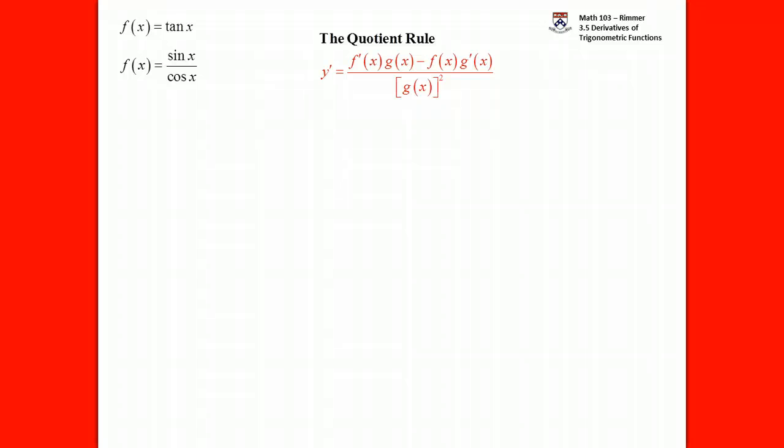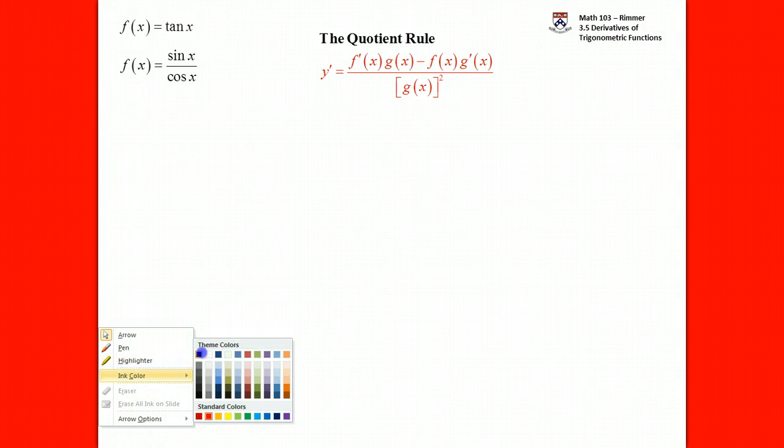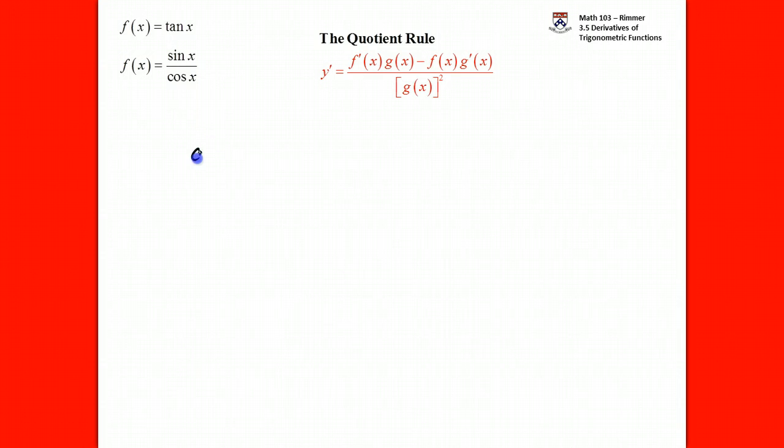Okay. I take the denominator and bring it up to the numerator. So I take the cosine and square it. I'm going to write it like this. I'm going to take the denominator, bring it up to the numerator. I'm finding the derivative here. And then I'm going to multiply by the derivative of the numerator, which is cosine.